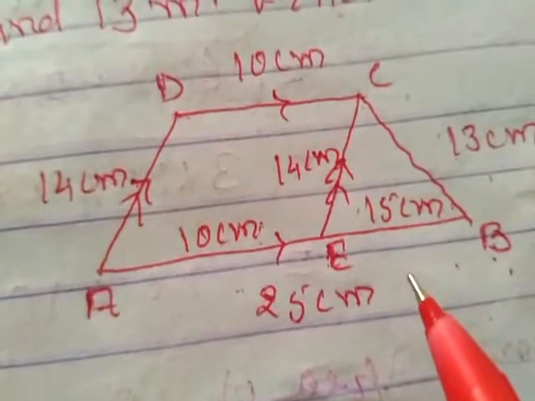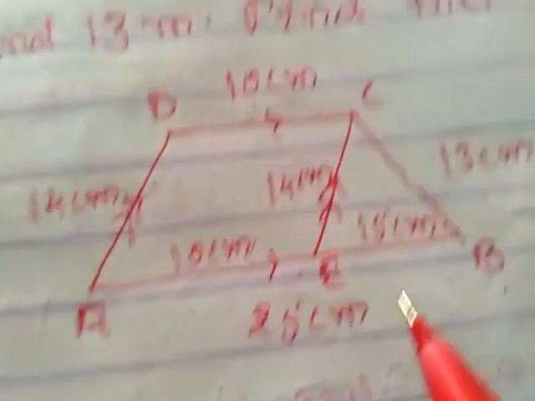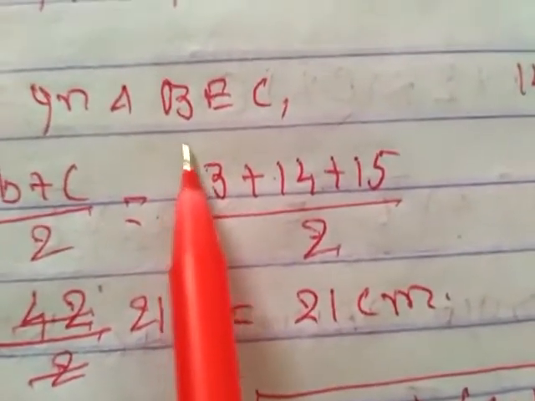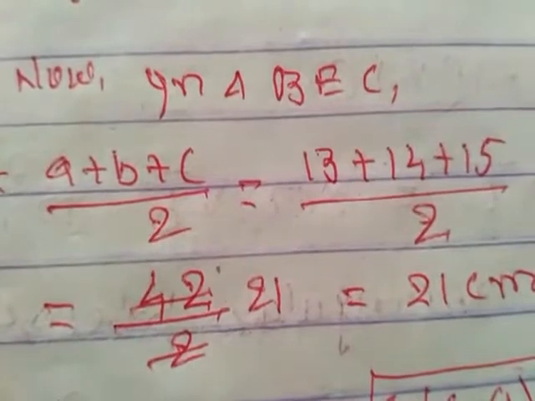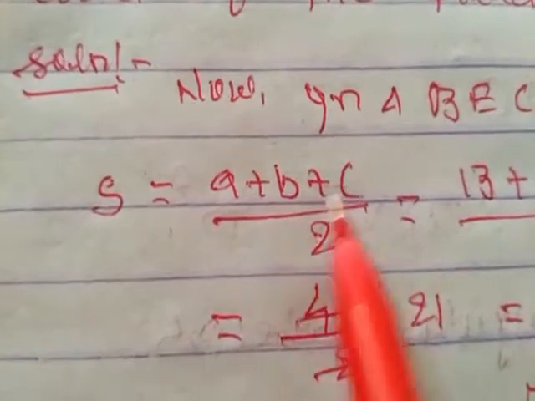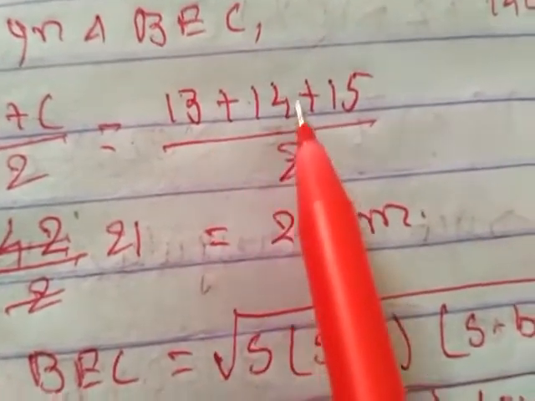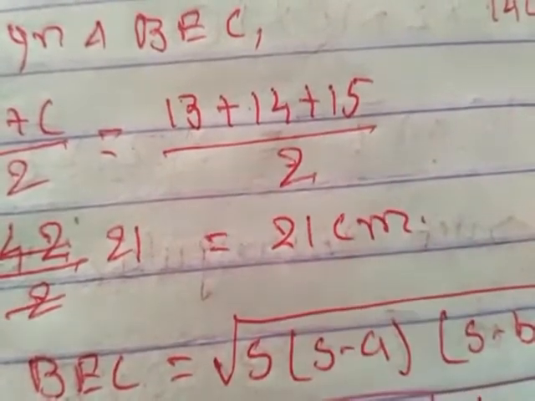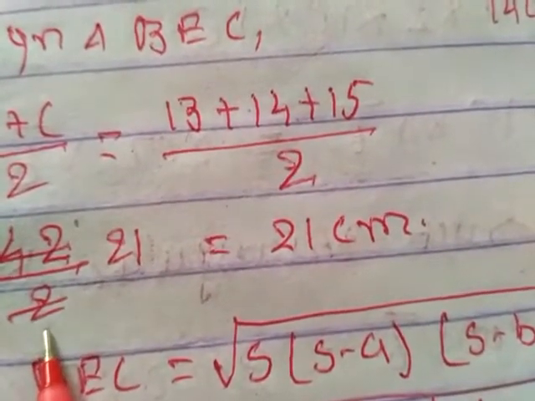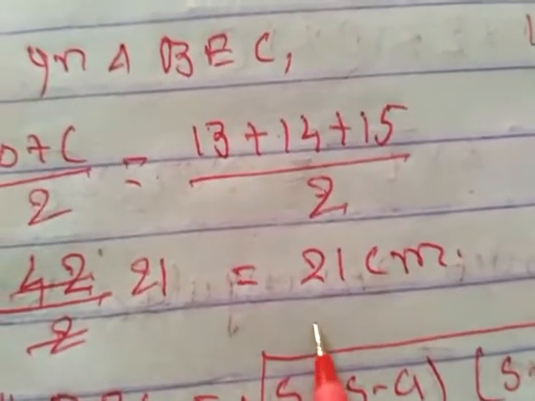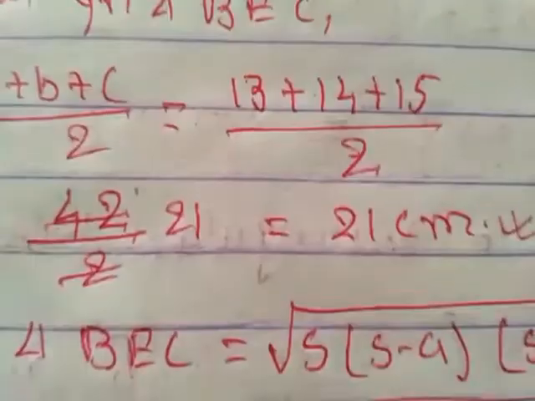So now in triangle BEC, semiperimeter S equals A plus B plus C by 2. And here suppose A equals 13, B equals 14 and C equals 15. So we have 13 plus 14 plus 15 by 2, which on adding we get 42 by 2. So 42 divided by 2 is 21. So we have the value of S equals 21 centimeter.